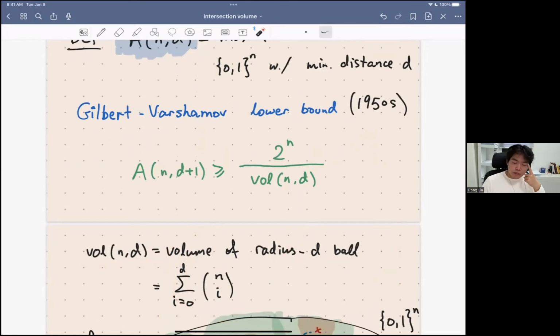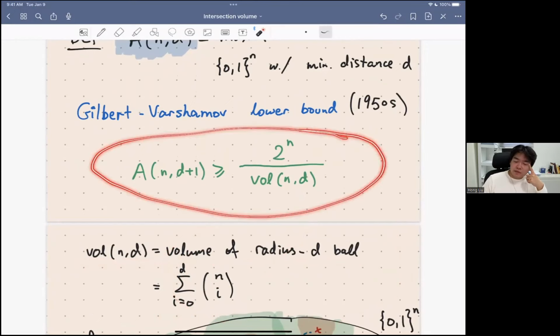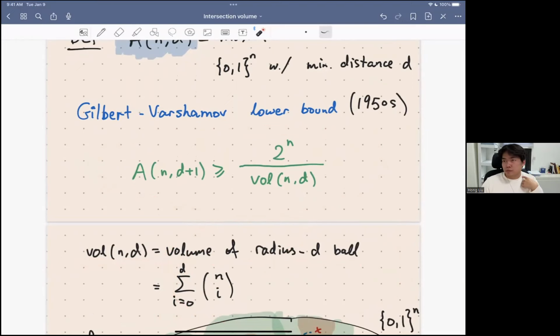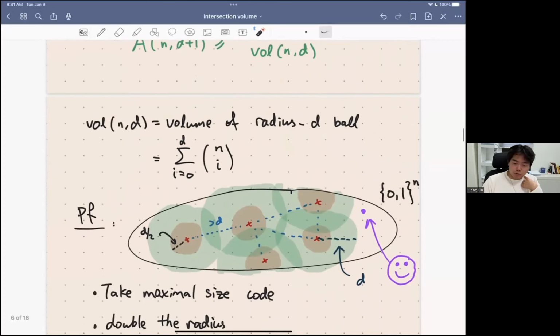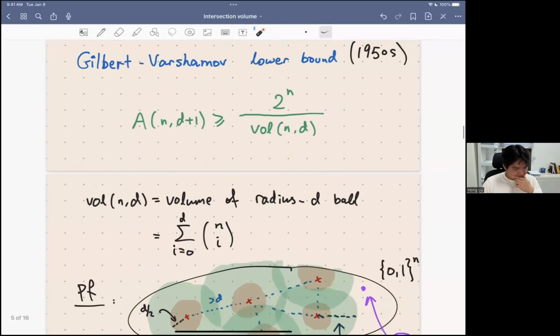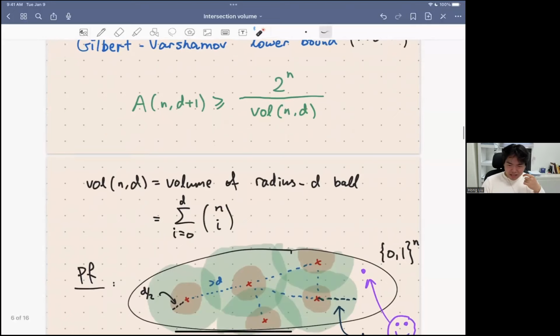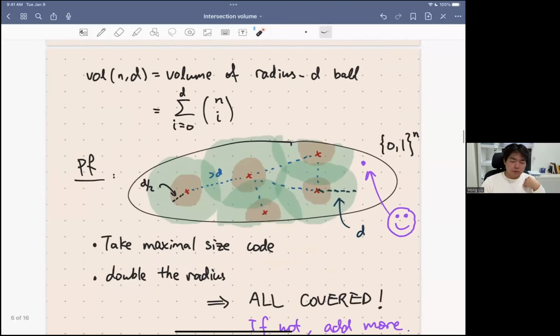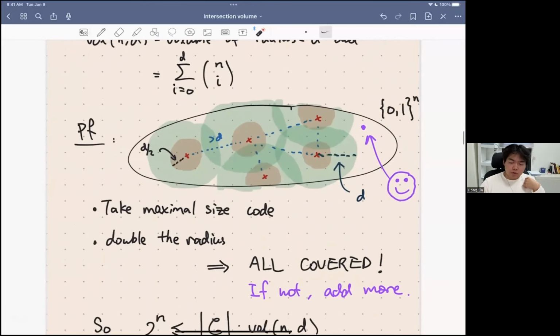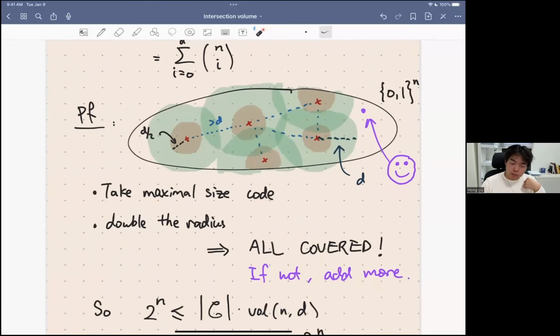This proof is also very nice, so let's take a look at it. It is very short. What do we want to show? We want to show this Gilbert-Varshamov lower bound. The idea is to take a maximal code, these red crosses, pairwise of distance strictly bigger than d. Maximal means we cannot add more.